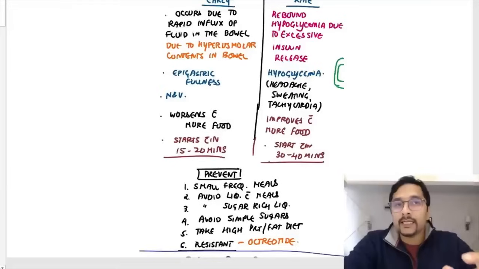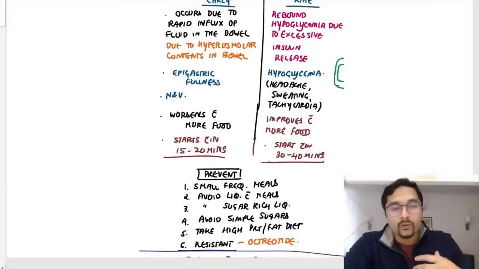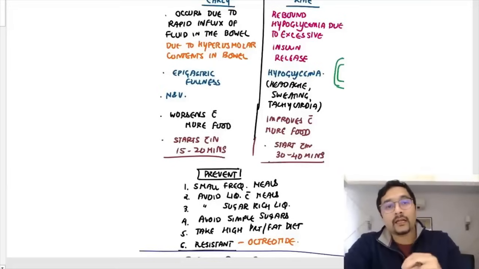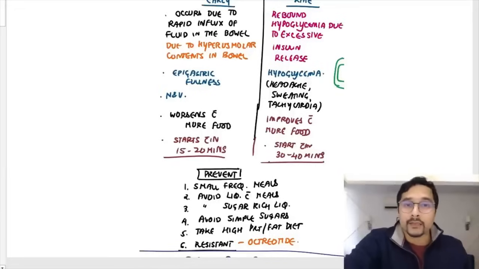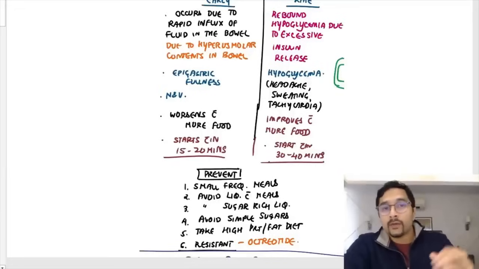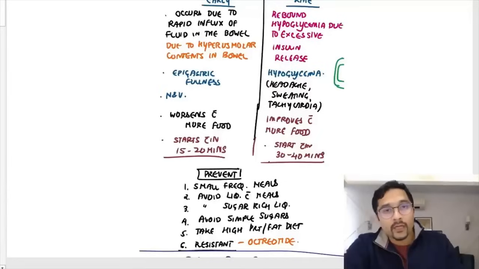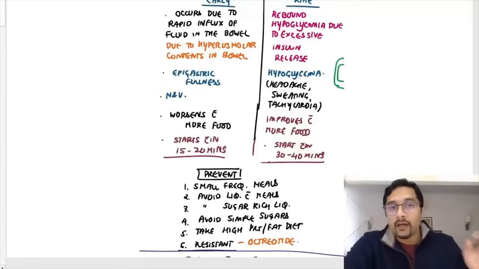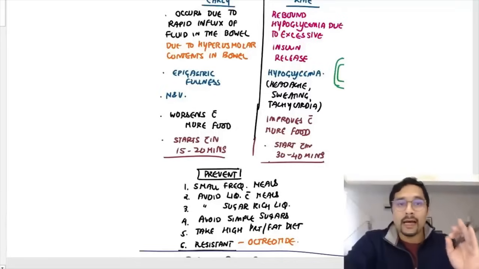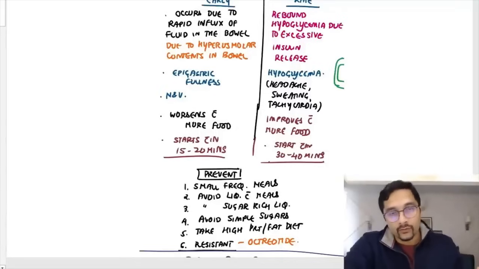And early dumping, if the patient takes in more food, it will worsen. Late dumping, on the other hand, occurs due to rebound hypoglycemia, which is occurring because of excessive insulin release. So the features will be of hypoglycemia, like in the question stem. It will be improved by food and they will start 30 to 40 minutes after consumption of food.